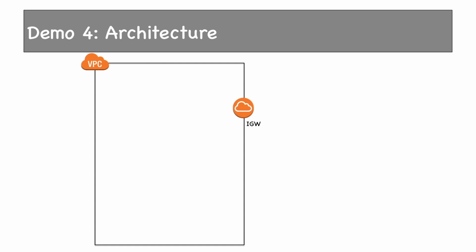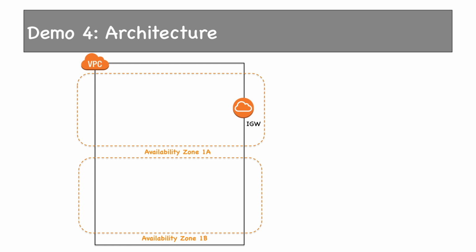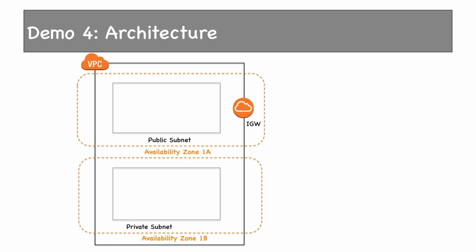This is the architecture of our demo. We'll have a VPC, with an internet gateway attached to that VPC. There are two AZs. We'll create one public subnet in AZ1A and a private subnet in AZ1B. We'll launch one instance each on these subnets. The instance pub would be in the public subnet and instance priv would be in the private subnet. Then we'll create a NAT gateway in the public subnet. To connect to the internet, the private subnet would send traffic or requests to the NAT gateway, which will forward it to the internet gateway, and from the internet gateway it will go to the internet, and we should get the response back as well.